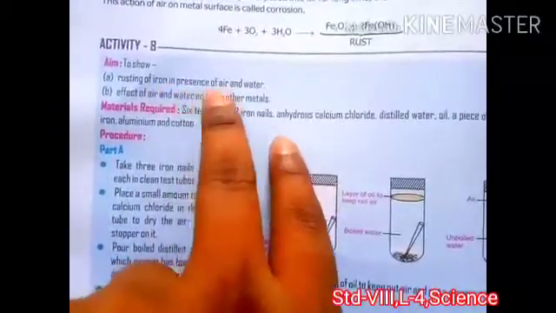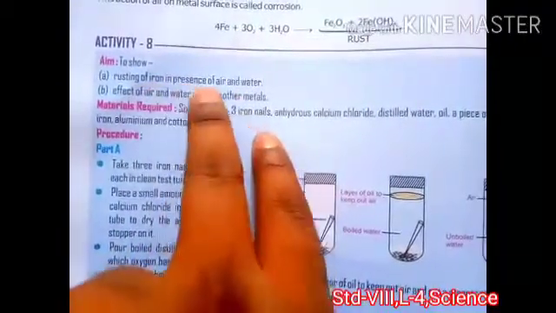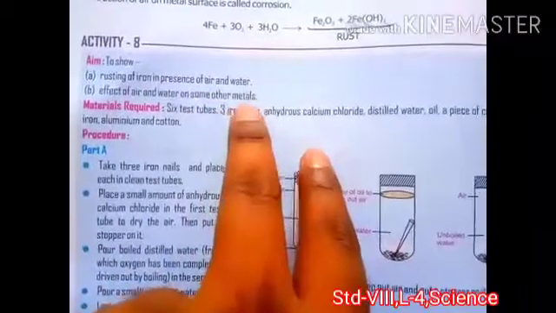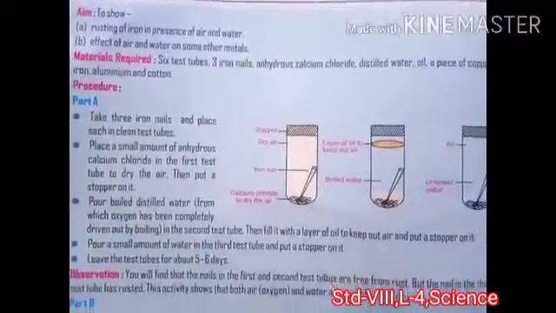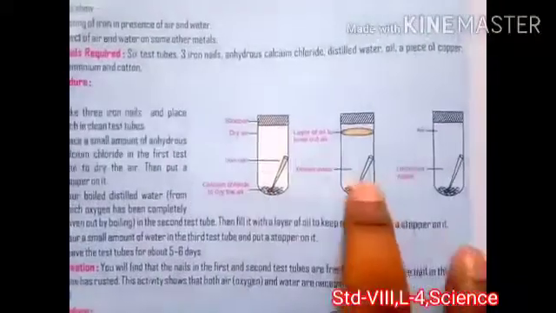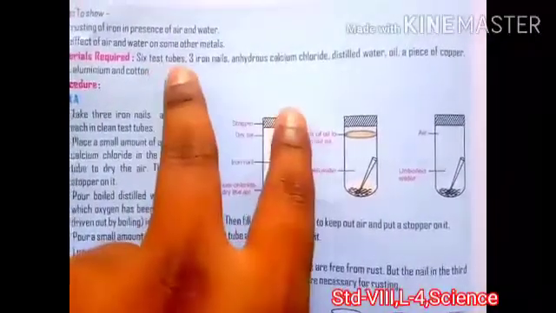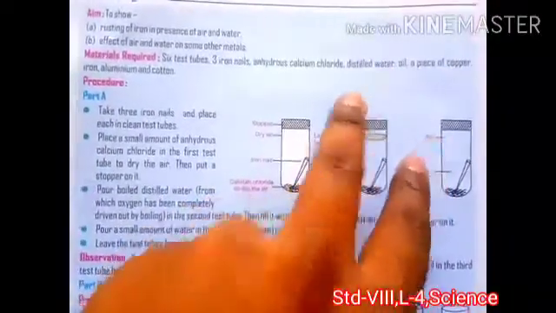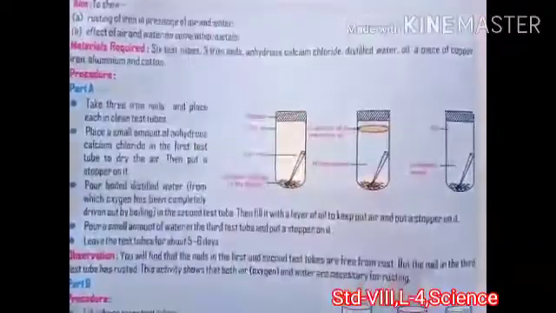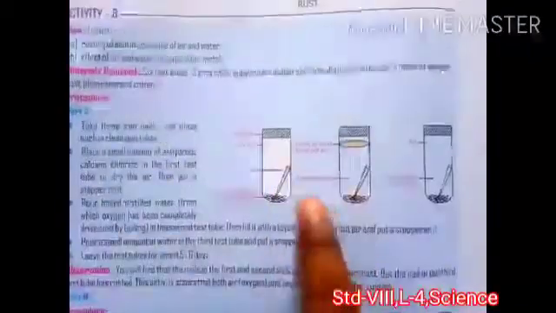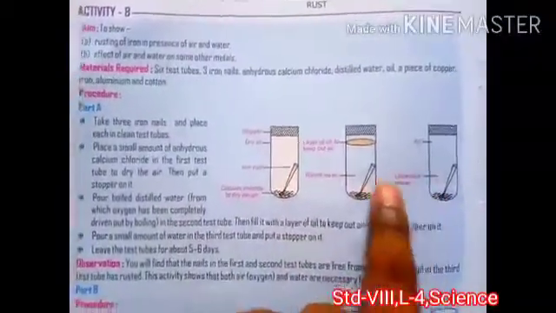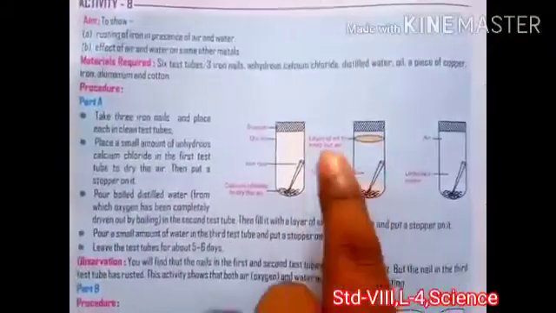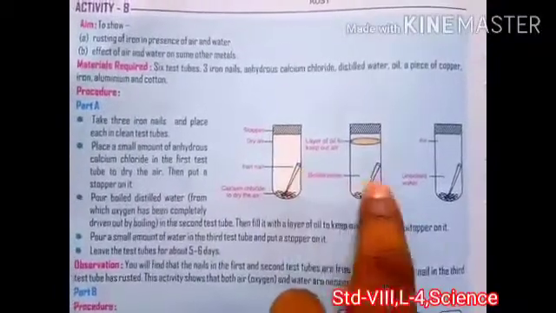The activity is to show rusting of iron in the presence of air and water, and the effect of air and water on some other metals as well. What we will do here: we take six test tubes, three iron nails, anhydrous calcium chloride, distilled water, oil, pieces of copper, iron, aluminium and cotton. First of all, take three test tubes, and put three iron nails in each test tube.